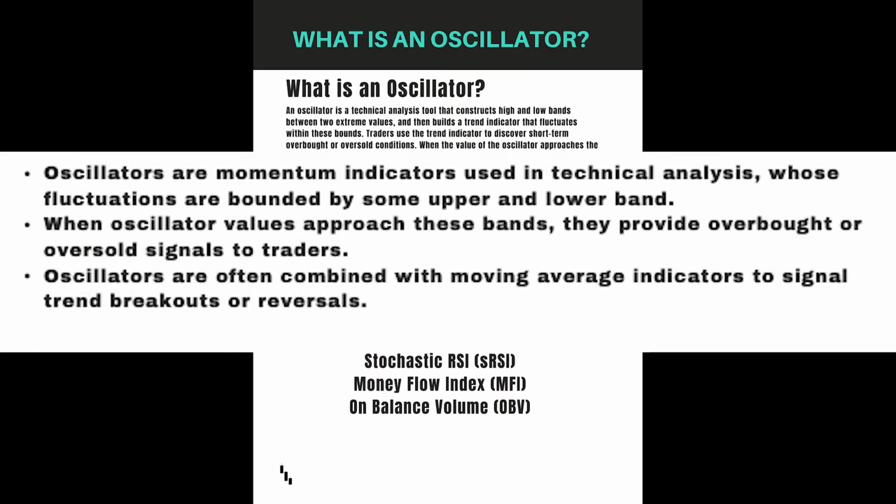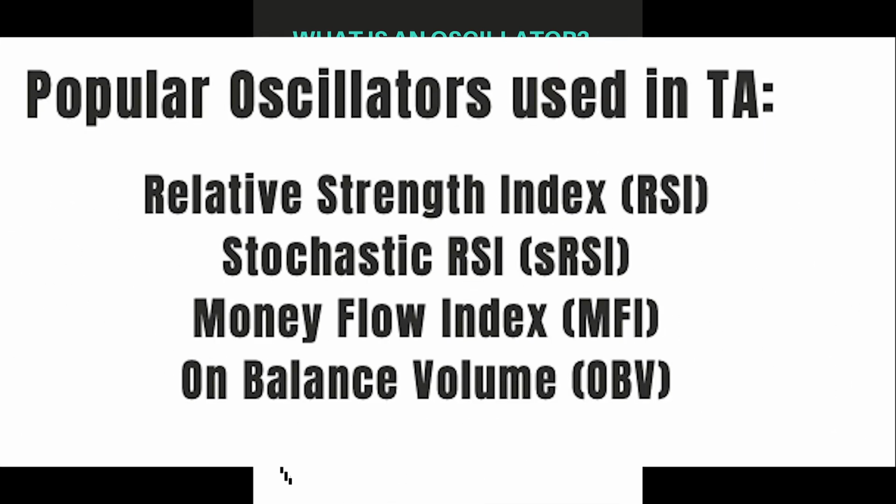Oscillators are momentum indicators used in TA whose fluctuations are bound by some upper and lower bands. When oscillator values approach these bands, they provide overbought or oversold signals to traders. Oscillators are often combined with moving average indicators to signal trend breakouts and/or reversals. Some popular oscillators that you may have heard of are: 1, obviously, the relative strength index; 2, the stochastic relative strength index; 3, the money flow index; or on balance volume. We will go through the top 2 of these in depth in this course.